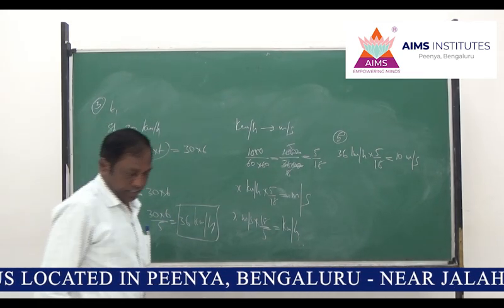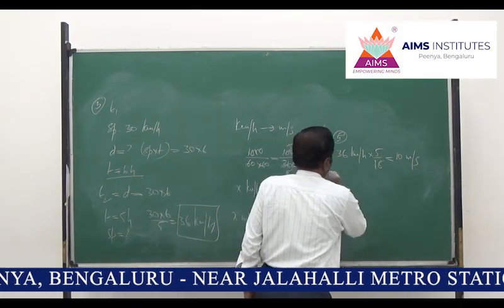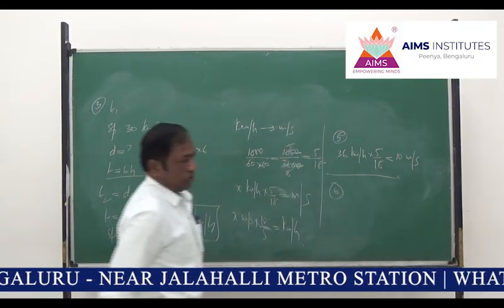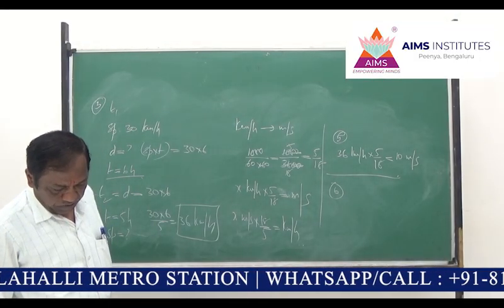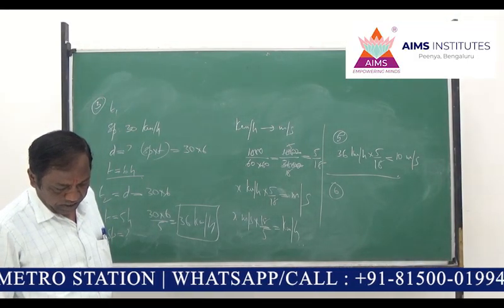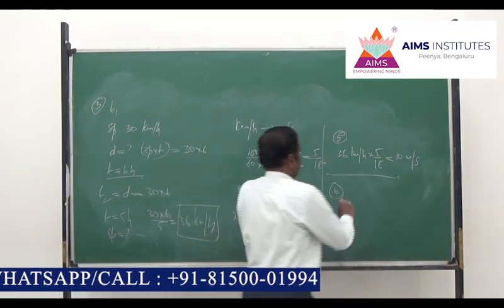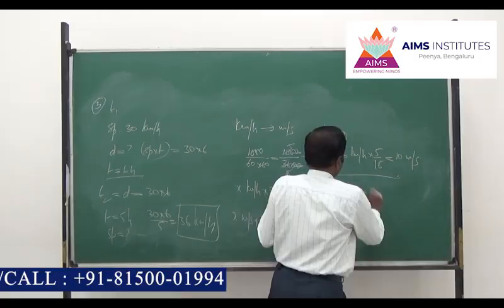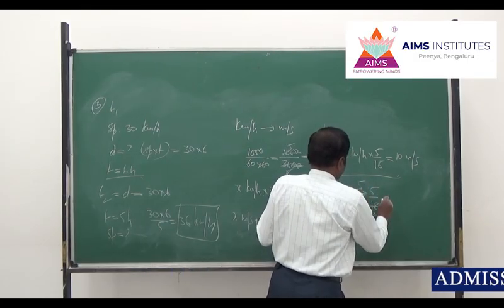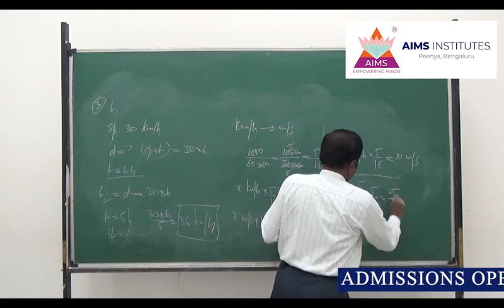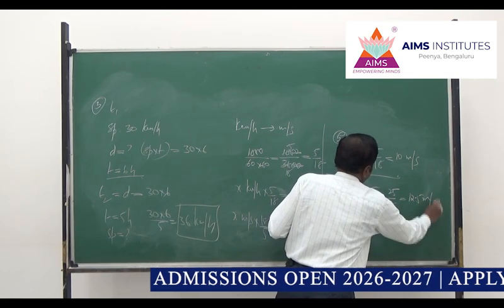And question number 6. A speed of 45 kilometers per hour is the same as meters per second, again. 45 into 5 by 18. It means 9 fives are 45, 9 twos are 18, so it means 25 by 2. It means 12.5 meters per second.